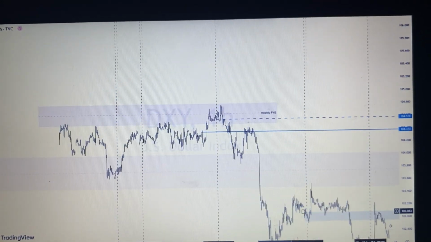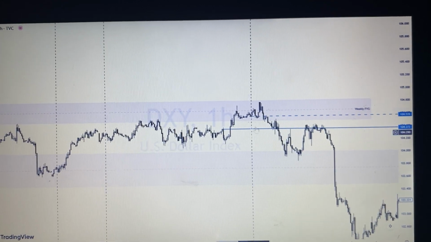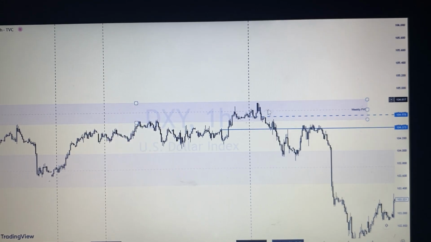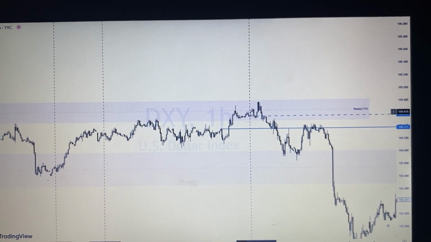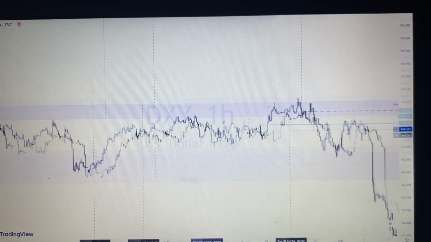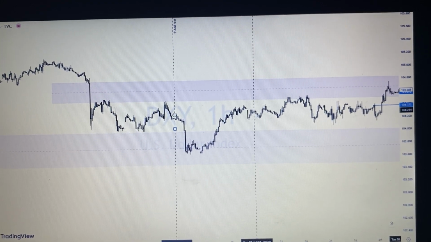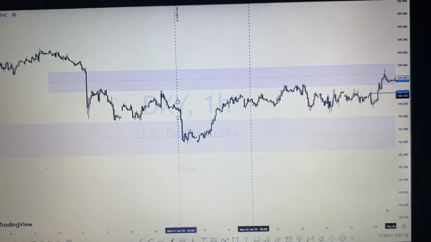Let's go back. You're looking for these kind of days. Where does this day form? In a weekly bearish fair value gap. You're going to look for sells immediately. These kind of days are supposed to be somewhere around here.